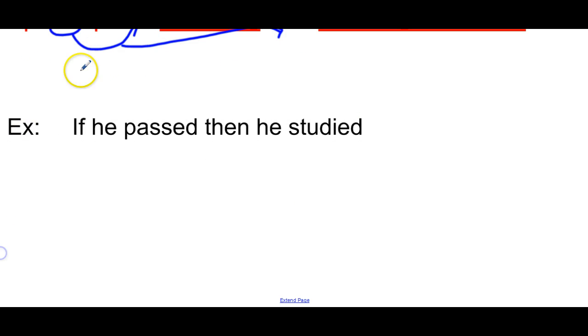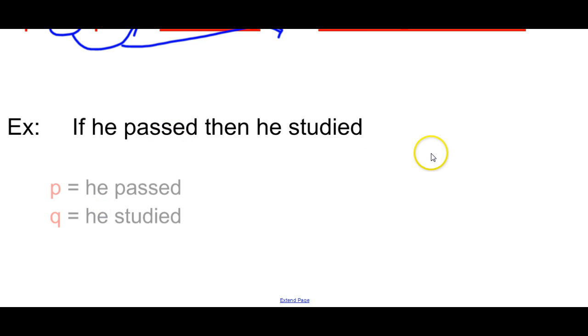So let's look at down here. In this case, if he passed, then he studied, right? So we want to see what the P statement is and what the Q statement is, right? The P statement would be he passed, and the Q statement would be he studied. And again, it's not "if he passed," and it's not "then he studied," all right? So make sure of that. Please take note of that.